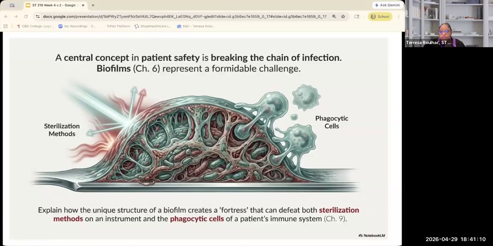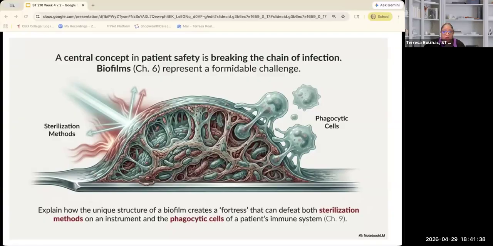If both sterilization and immune cells are blocked, we have to think about what that means for infection persistence. That's why biofilm associated infections are often chronic. Let me repeat that. Biofilm associated infections are often chronic.